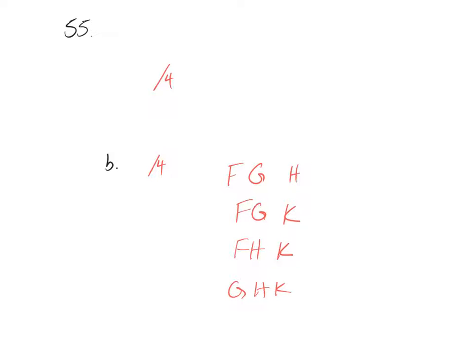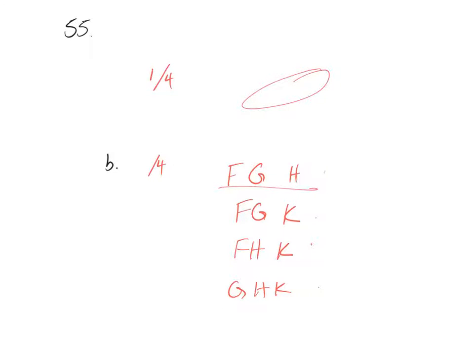Now in A, it's going to ask which probability they are collinear. So the only 3 of those points that are collinear are F, G, and H, which means the only option out of these that are collinear is F, G, and H. There's only one option out of 4, so our probability is 1/4.